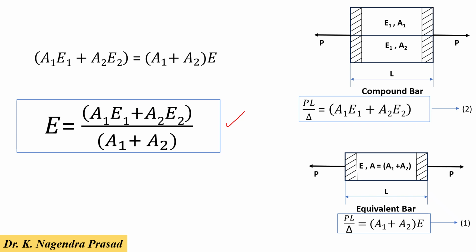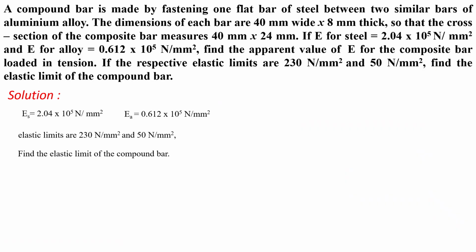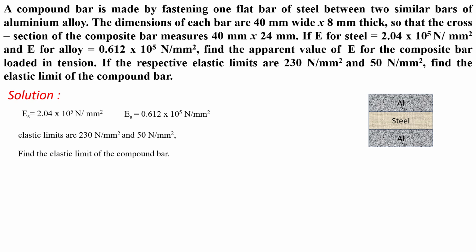Okay, so let's see one example problem. A compound bar is made by fastening one flat bar of steel between two similar bars of aluminum alloy. So this is the schematic representation of the compound bar, which consists of a flat steel bar fastened in between the two similar bars of aluminum alloy.